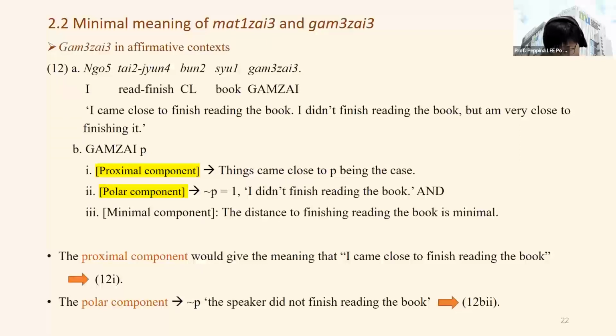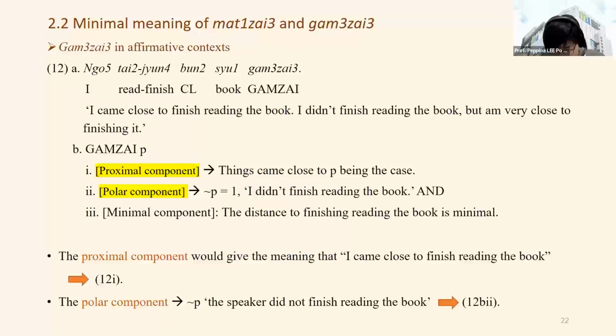我睇完本書咁滯. I came close to finishing reading the book, but I didn't finish reading it, though I'm very close to finishing it. Again, the first part will be the proximal component. The second part will be the polar component. So with I as the reference point, the proximal component would give the meaning that I came close to finishing reading the book, which is B1 over here. The polar component gives negative P. The speaker did not finish reading the book, B2.